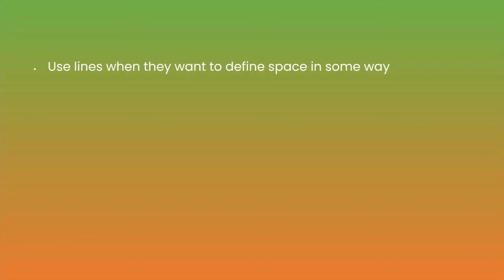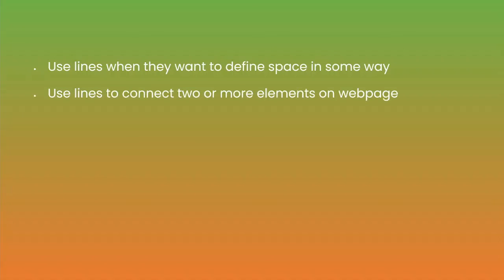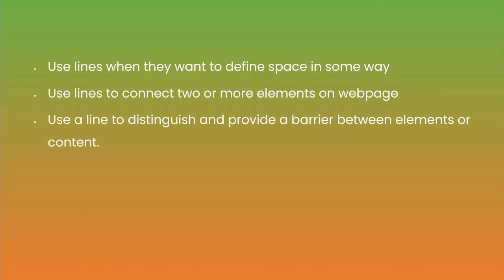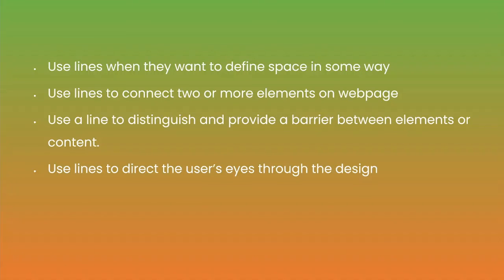A designer may use lines in the design when they want to leverage the fundamental characteristics like movement, connection, and separation. These characteristics help to organize the information and elements by becoming a structural glue that holds the design together. Conclusively, a designer can use lines when they want to define space in some way, use lines to connect two or more elements on a web page, use a line to distinguish and provide a barrier between elements and content, use lines to direct the user's eyes through the design, and lastly, to lead to a focal point.